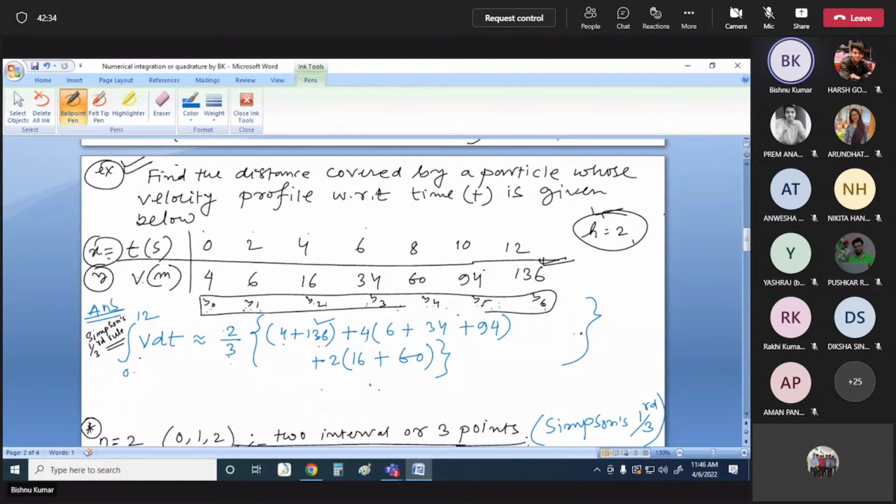Okay, 136 and 4, that is 140, plus 4 into inside you just do this addition, plus 2 into inside do this addition, and overall that value you just multiply by 2 by 3. Quickly tell me.